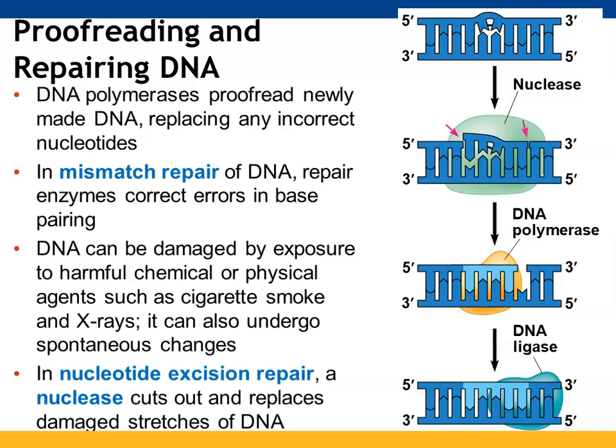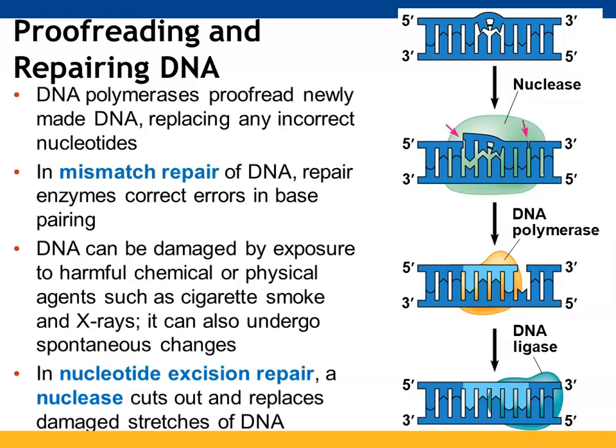So with all this replication coming on, we need to have a double check in place. And so we do have some enzymes that are able to proofread and handle any repairs with DNA. When you have a mismatch, you have incorrectly paired a base. Maybe you try to pair an A with a G or a C with a T. And so there are some repair enzymes like nucleases, which are able to correct for those errors.